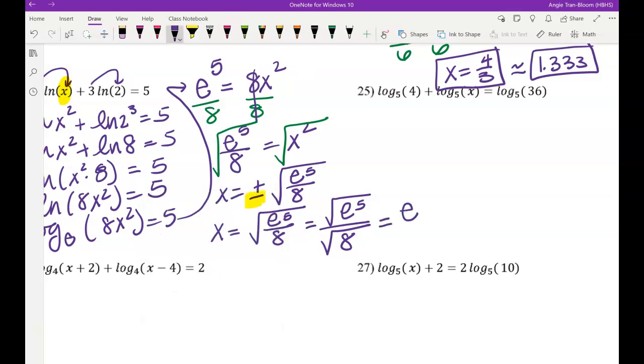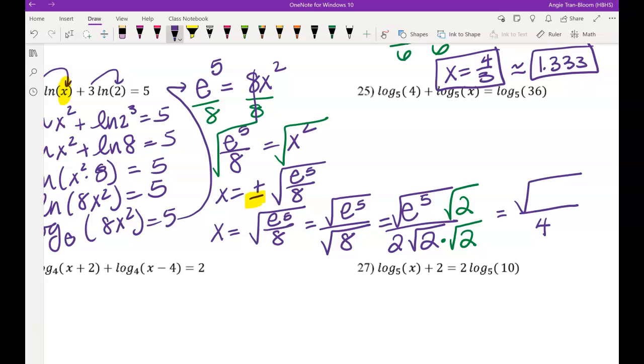Yes, we can. We already studied how to simplify square roots. Square root of 8 is going to be 2 times square root of 2. We have to rationalize this square root of 2 by multiplying top and bottom by square root of 2. That will leave us 2 times 2, which is now 4, on the bottom. On the top, 2 times e to the 5th, and this is your exact answer.